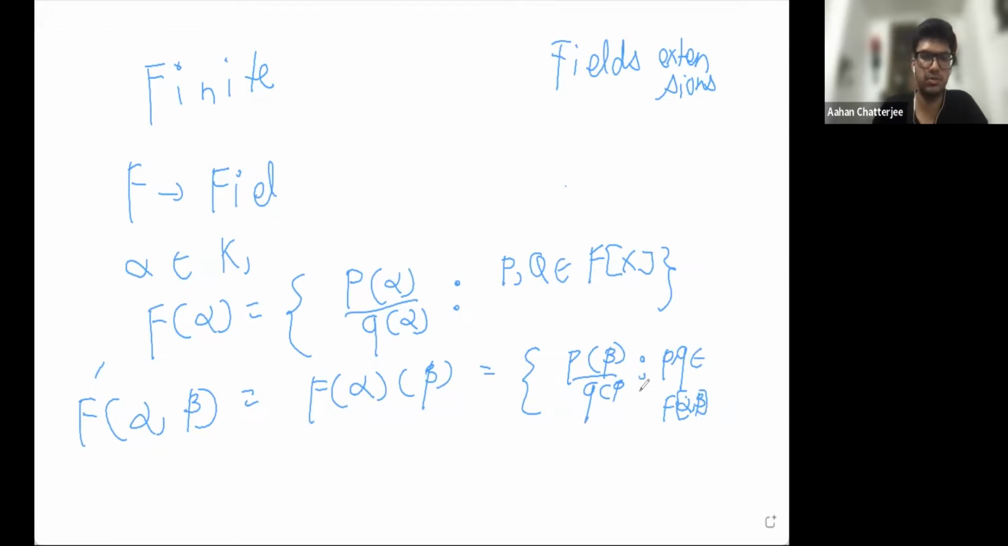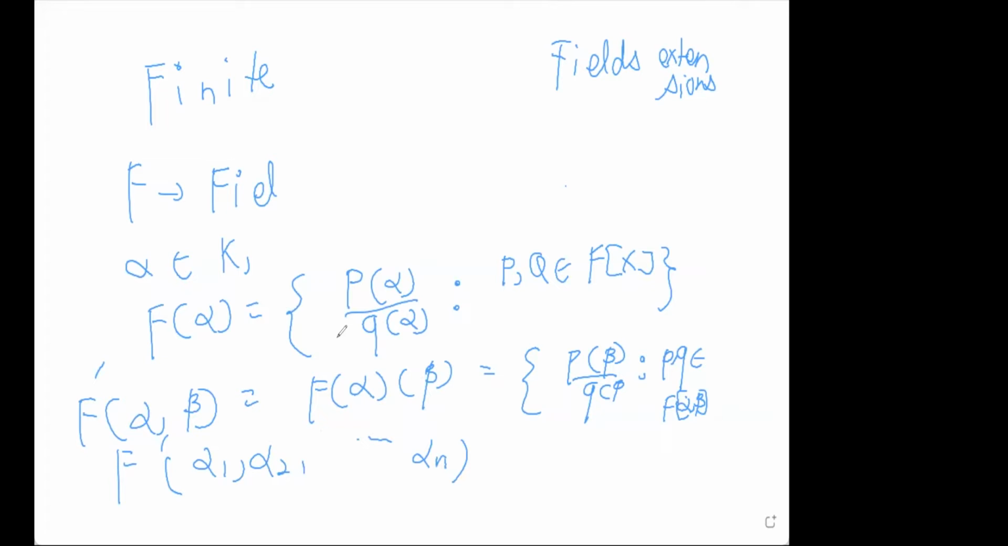And you can keep on repeating this process, and you can get F(alpha 1, alpha 2, and so on till alpha n). And you can also extend this to infinite extensions in the same way. What we focus on is just finite field extensions, which means the number of alpha i's here is finite.